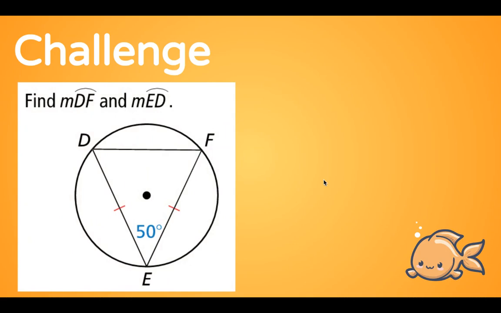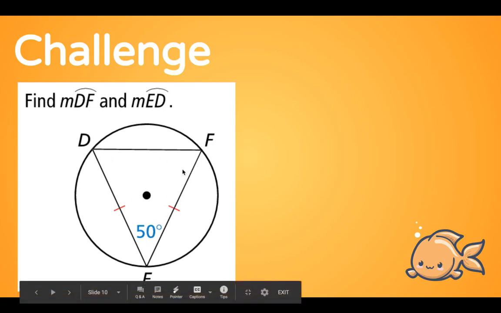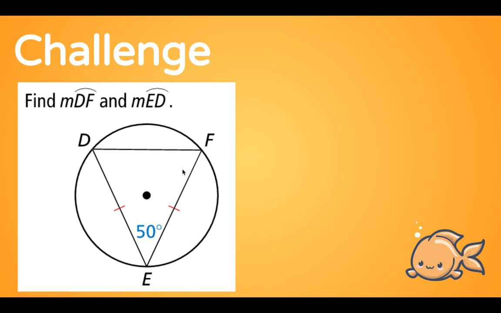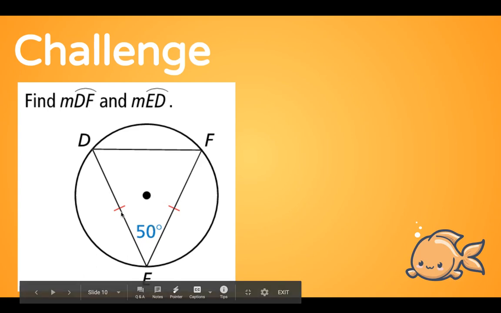Here's a challenge problem. You do not have to do this. This is optional. But not only do you have to apply what we just learned, we also have a triangle DEF inside of this circle. When the entire triangle, all three angles, are inscribed angles, this is called an inscribed polygon or an inscribed triangle. Notice that these two segments, which are also chords, are congruent.